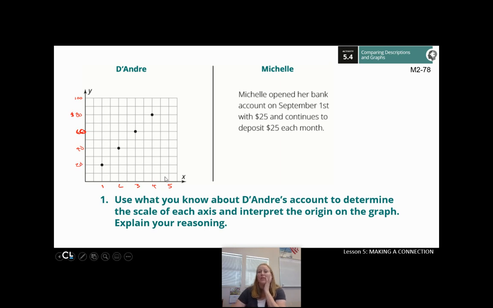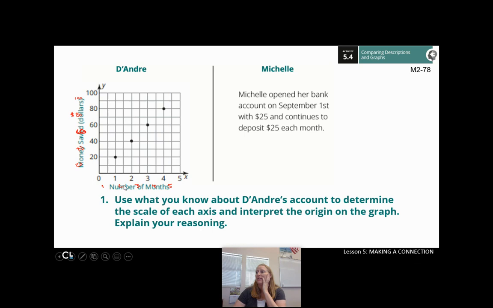We also need to label these with their actual units. What is the x-axis? What is the y-axis? And so here, let me erase all this stuff. So it looks like this is our number of months on our x-axis, and of course the money we've saved in dollars on our y-axis. Hooray! And what about this origin? What does the origin mean? Well, the origin is 0, 0 here, and it means that at 0 months, $0 were saved. Fair enough.